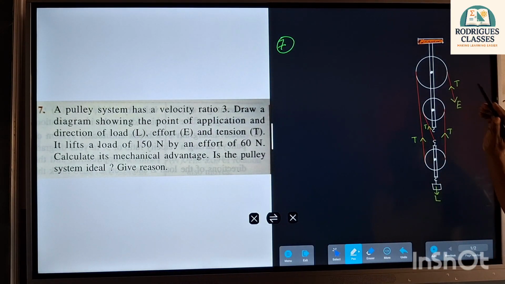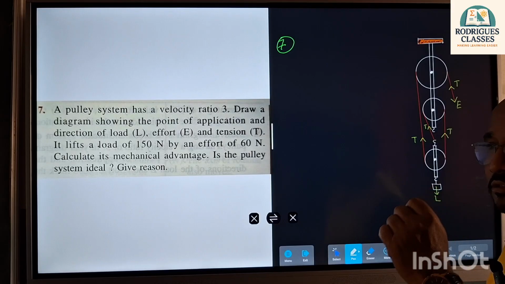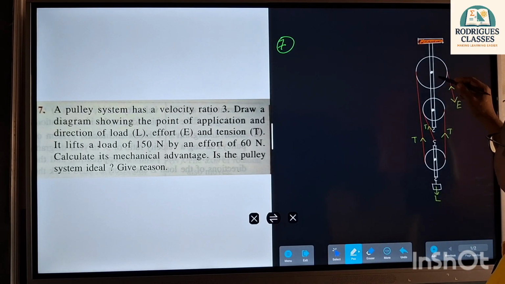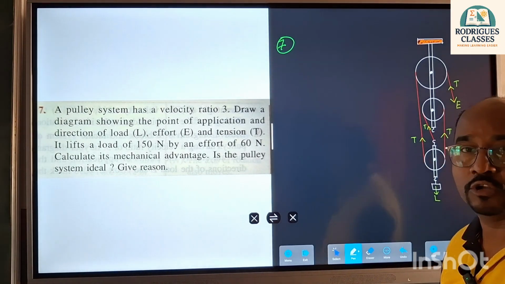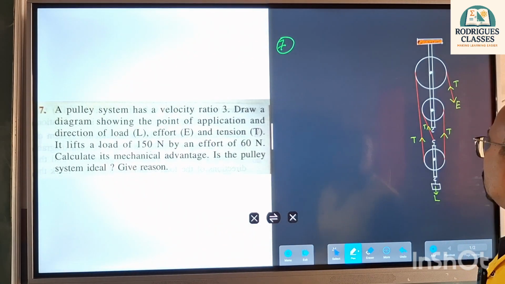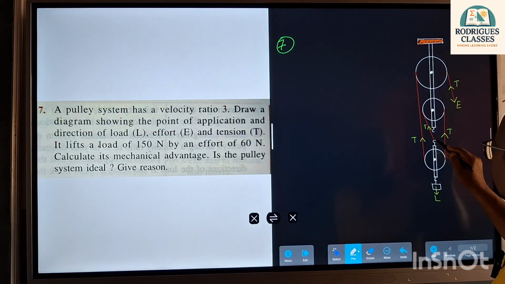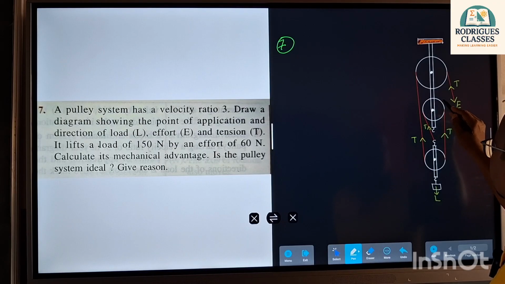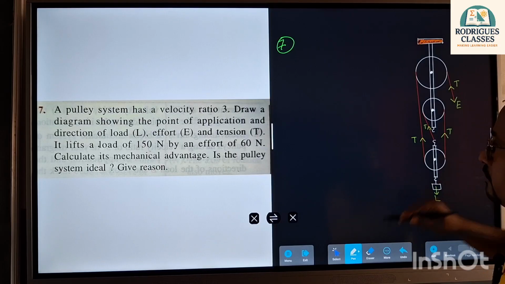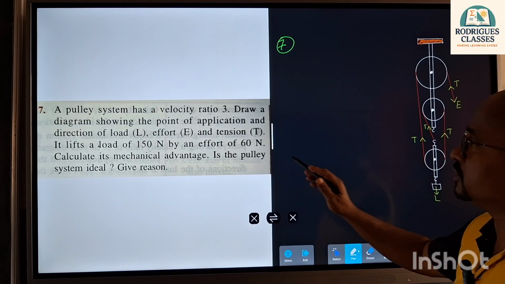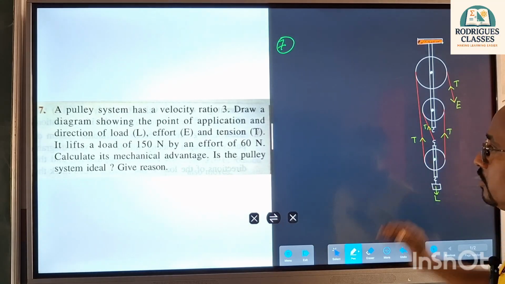Because it was a 3 pulley system, 2 in the upper block, 1 in the lower block, the load is here acting in the downward direction. This tension will be balancing the load, this one and this one. And you can see because the lower block is having 1 pulley less, I have started with the hook of the lower block. So first this is joined, then the string comes to this bottom one, and from here it goes to the top one, and then the effort gets applied. So all the parts which were told to be marked have been drawn here.